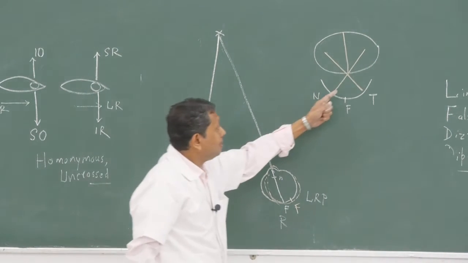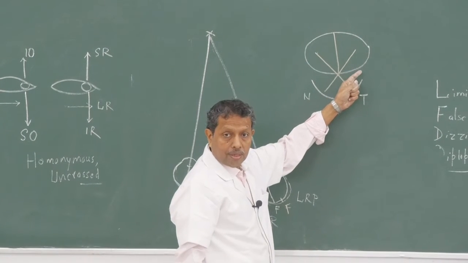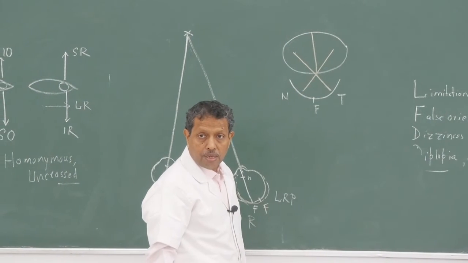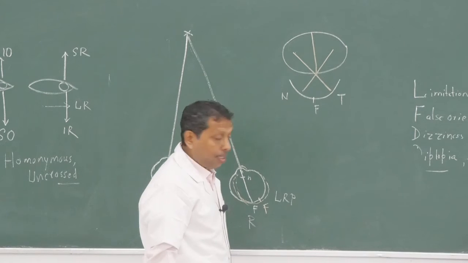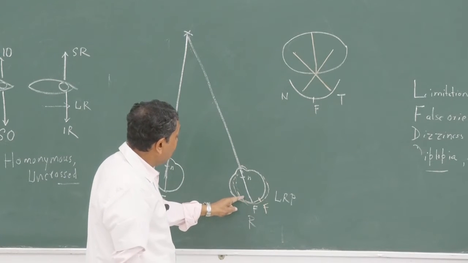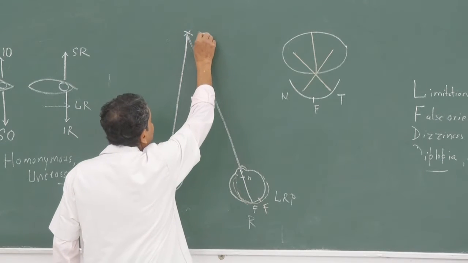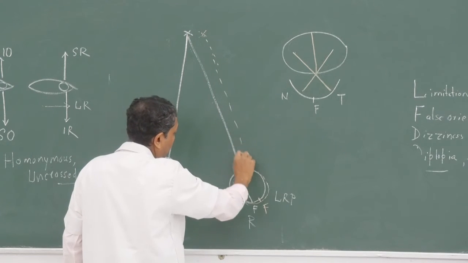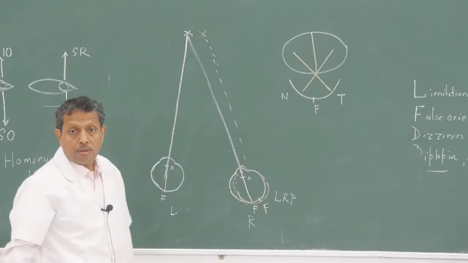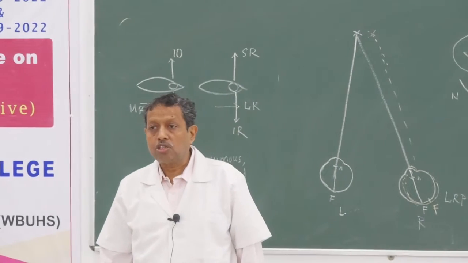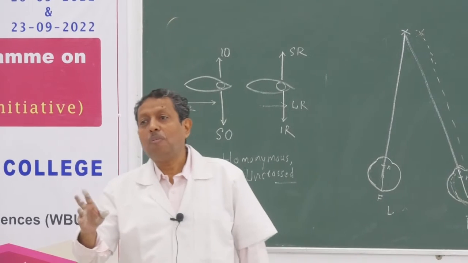The nasal side represents the temporal part of the field. As it is falling on the nasal side, this false image will be on this side. So that is the direction of the movement to which the eyeball is rotated.